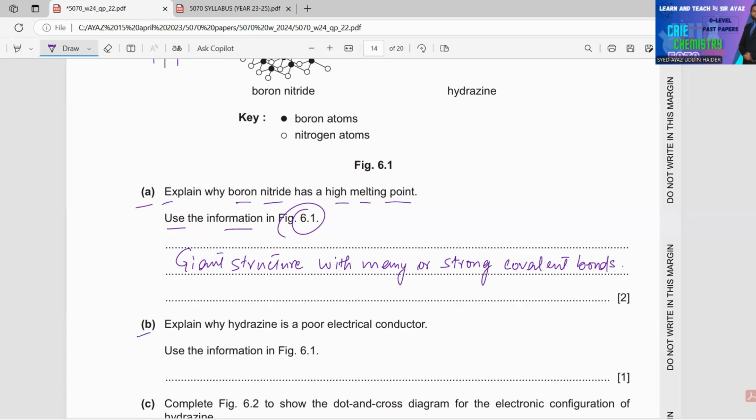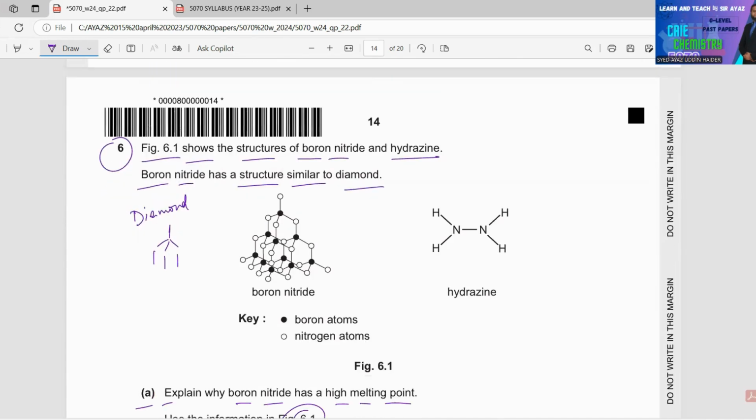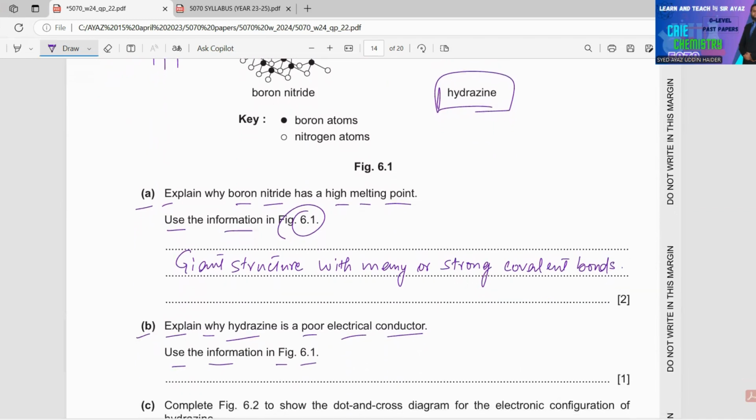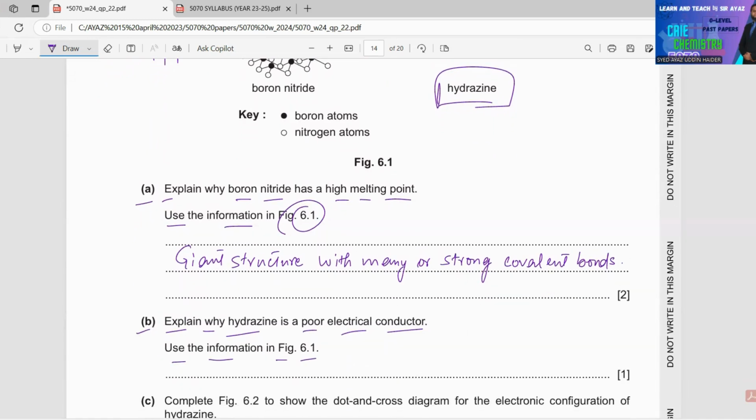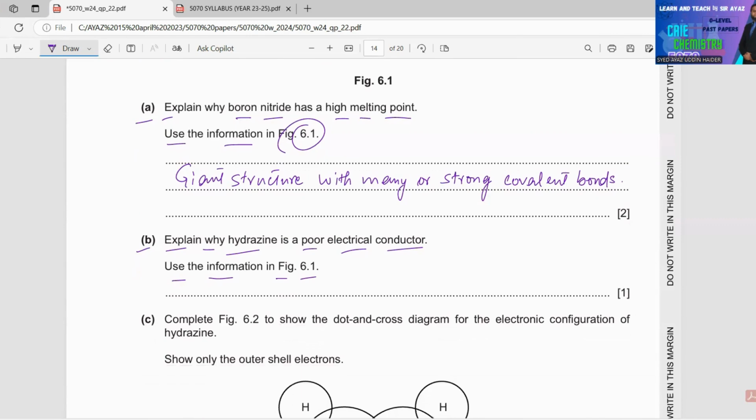B, explain why hydrazine is a poor electrical conductor. Use the information in figure 6.1. See the figure 6.1, you have hydrazine here. If you look at this structure, it's definitely containing covalent bond and the structure indicates that it's a simple molecule. So it must not have any mobile electrons. So you write mobile electrons are absent.